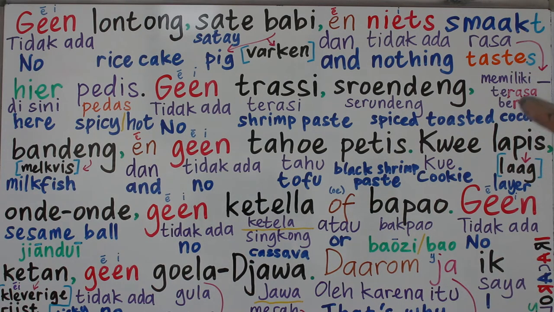Tastes, or this one with the prefix ter, but because this word already has the initial R, we don't double the R letters. That's why it merges and becomes terasa. It's not terrasa with two Rs, but one R. And this one also has the prefix ber, but because the word itself has R, it's not berrasa, but berasa. The prefix itself is ber, but the word itself is already rasa. That's why berasa, one word, or terasa, one word, or memiliki rasa.